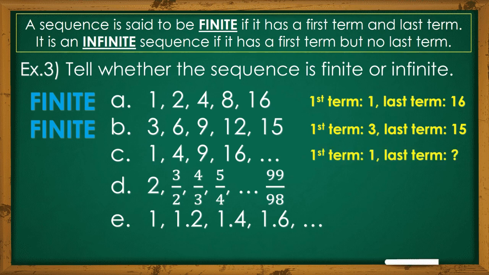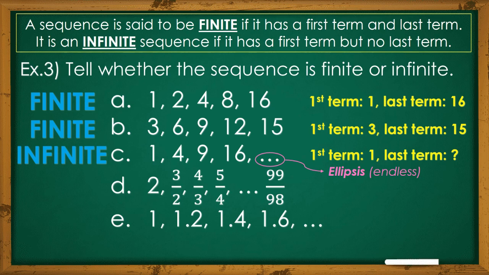May first term? Yes, 1. Pero ano ang last term? Instead a number, makita natin na may tatlong tuldok. In symbols, this is called ellipsis, meaning endless. At pag sinabi nating endless, walang katapusan. No last term. So yung letter C ay infinite sequence. Subukan nyo naman yung D at E. So ano ang sagot ninyo sa D?